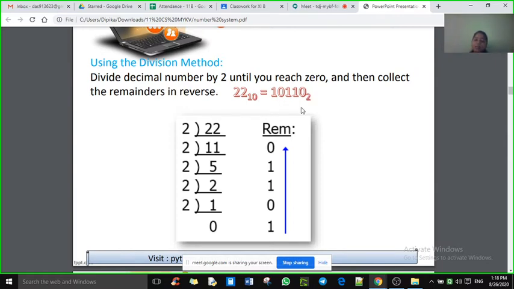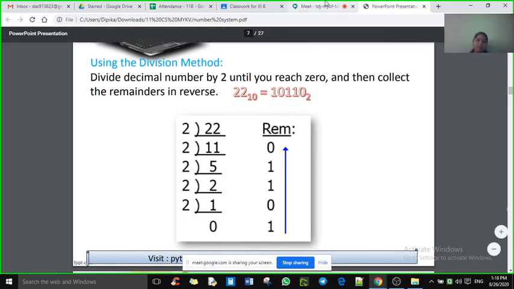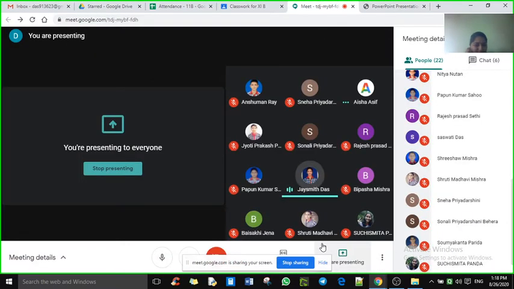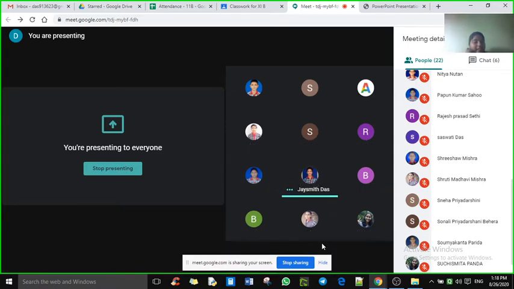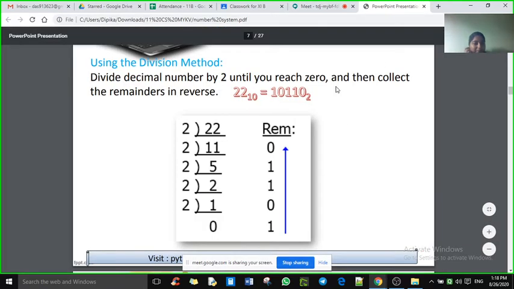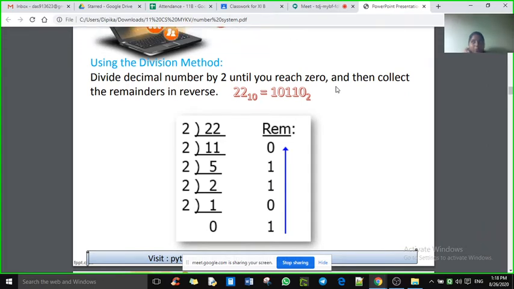Aisha? Ma'am, I am not understanding at all. Okay. Ma'am, why are you dividing the number by 2? Because we want to convert it into the binary number system. What is the base of that number system? It's 2. That's why we are dividing it by 2.